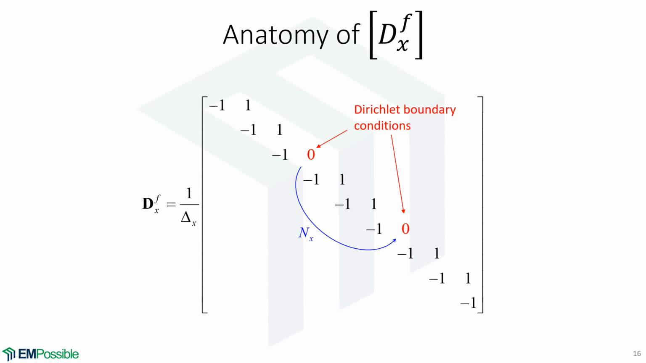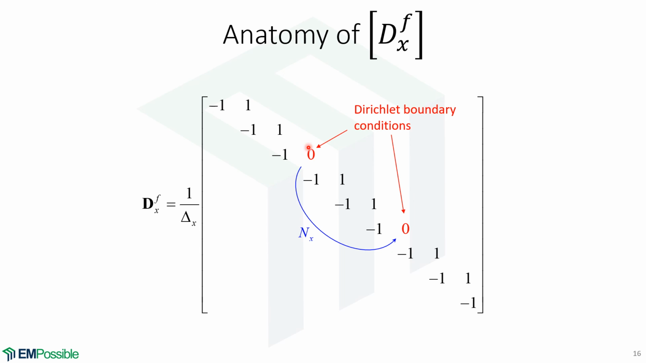Let's take a closer look at the anatomy because this gives us some clues on how we can build this very quickly. The center diagonal is all -1s, so that's easy. Just insert all -1s down the center diagonal. The upper diagonal is mostly 1s, but there's zeros in a few spots. That's due to our Dirichlet boundary conditions. And if we notice, they are nx number of points apart, where nx is the size of our grid horizontally.